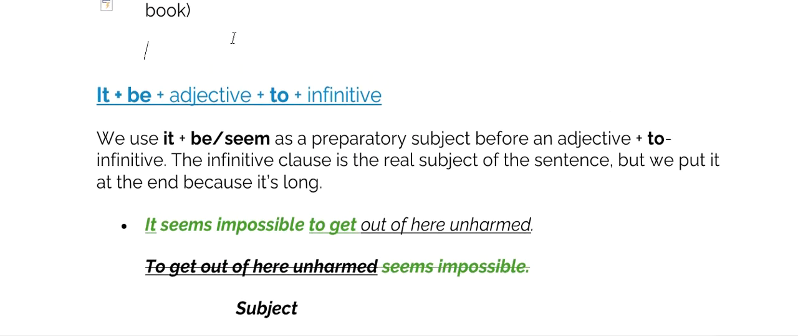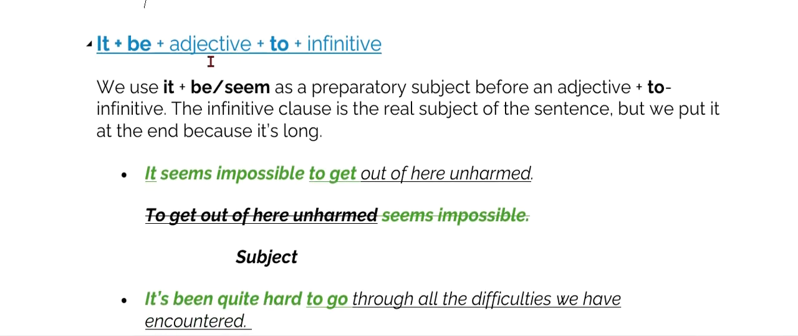We can use it in the structure it plus be plus adjective plus infinitive, infinitive with to, as a preparatory subject. We use it plus be or seem as a preparatory subject before an adjective plus to infinitive. The infinitive clause is the real subject of the sentence in this case, but we put it at the end because it is too long.